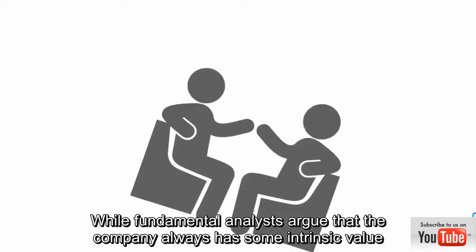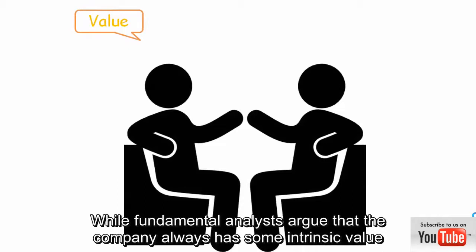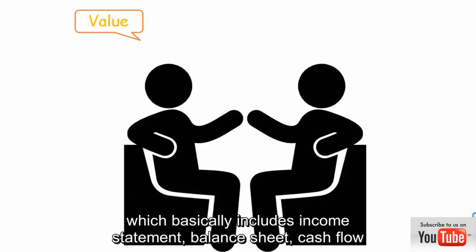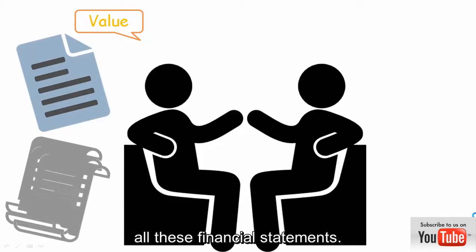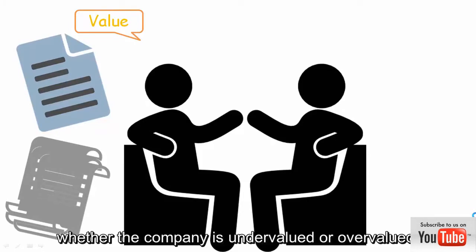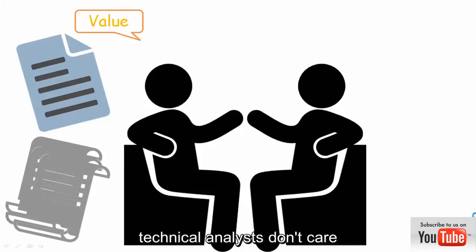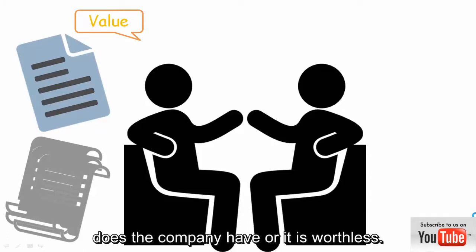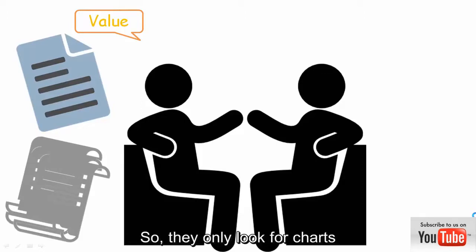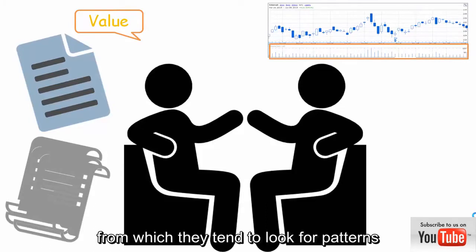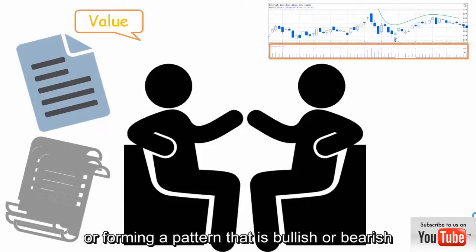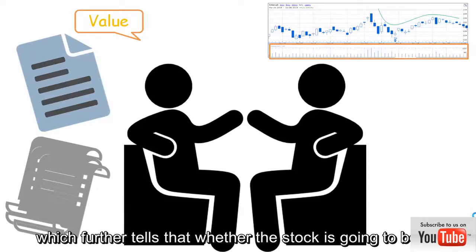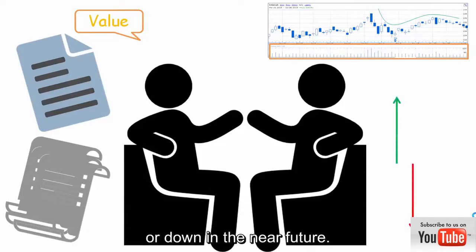Fundamental analysts argue that the company always has some intrinsic value, and they use all the financial information, which basically includes the income statement, balance sheet, cash flow, and annual reports, to determine that value, and then make the decision whether the company is undervalued or overvalued. On the other hand, technical analysts don't care about what value the company has or whether it is worthless. They only look at charts and indicators, from which they look for patterns that tell whether a stock may form, or is forming, a pattern that is bullish or bearish, which further tells whether the stock is going to be up or down in the near future.